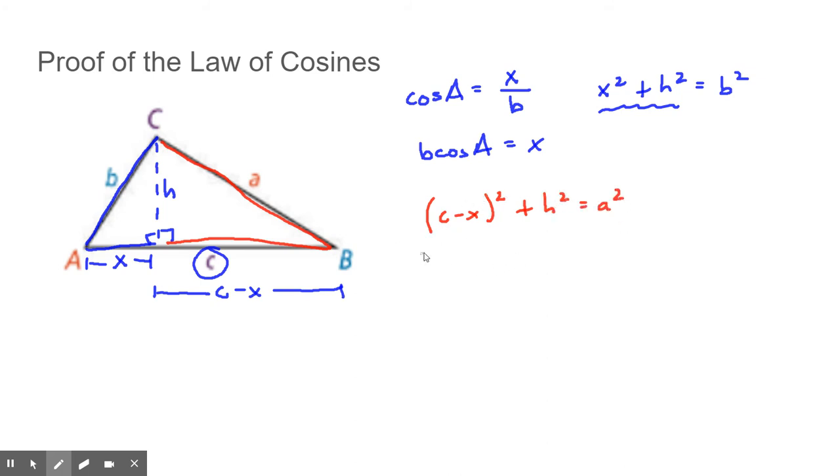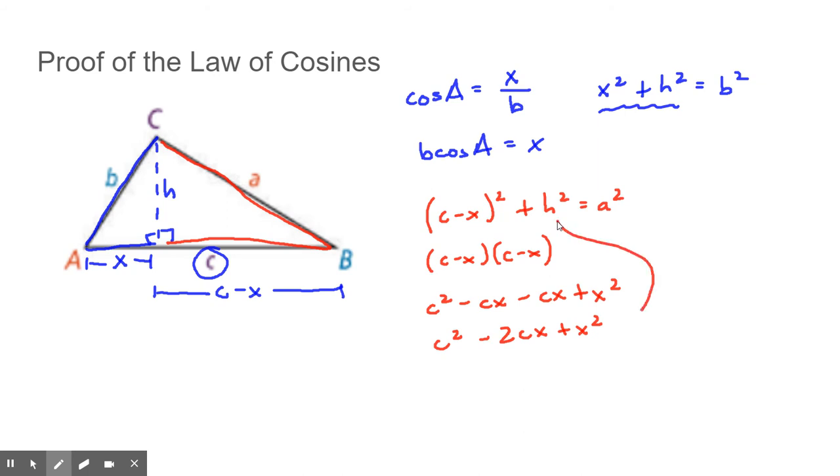Now, (c minus x) squared is c minus x times c minus x. So I need to multiply that out. So I get c squared minus cx minus cx plus x squared. So I get c squared minus 2cx plus x squared. Now I'm going to bring down the plus h squared and bring down the equals a squared. And now we're going to take this formula and do some substitutions.